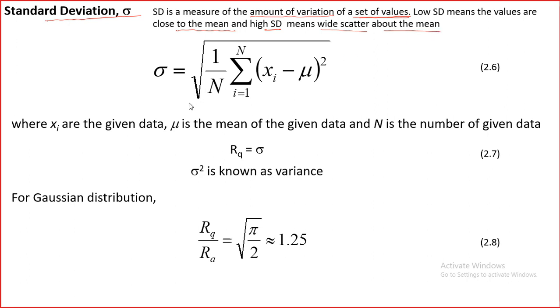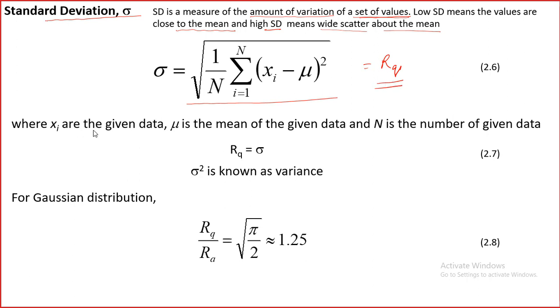So standard deviation is calculated like this. The data you have got minus the mean, squared. Similarly you do for all the data, sum them up, divide by the number of data you have got, n, and then you take the square root, and you see that this definition is the same as RMS, root mean square, or Rq. The definition is the same. In fact, standard deviation and root mean square Rq are the same.